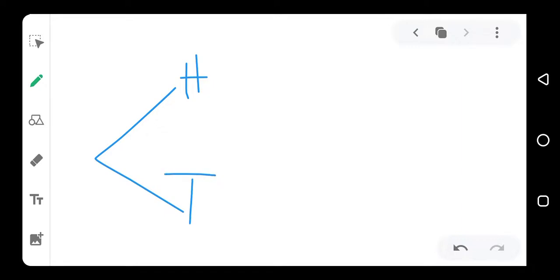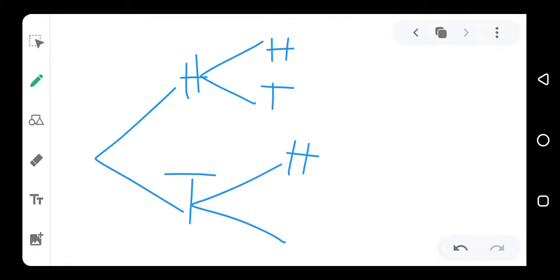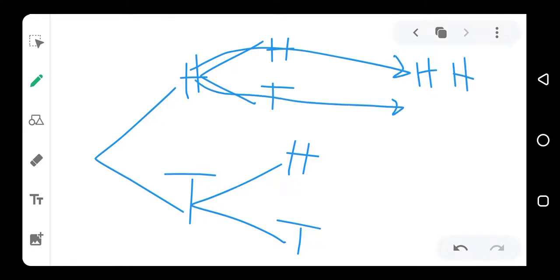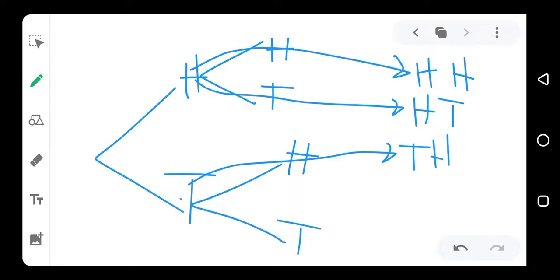Then the second time, each of the legs will bear two legs. So this one will bear two legs. We have head and we have tail, and this one also bears two legs. We have head and we have tail. Now to get the outcomes, we combine this and this, then we get head and head. Then we combine this one and this, we get head and tail. We combine this and this, and we get tail and head. We combine this and this, we get tail and tail.